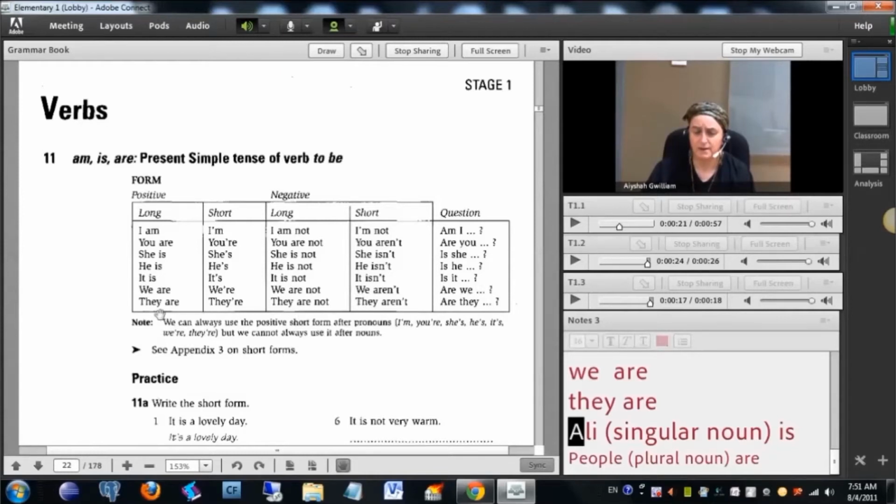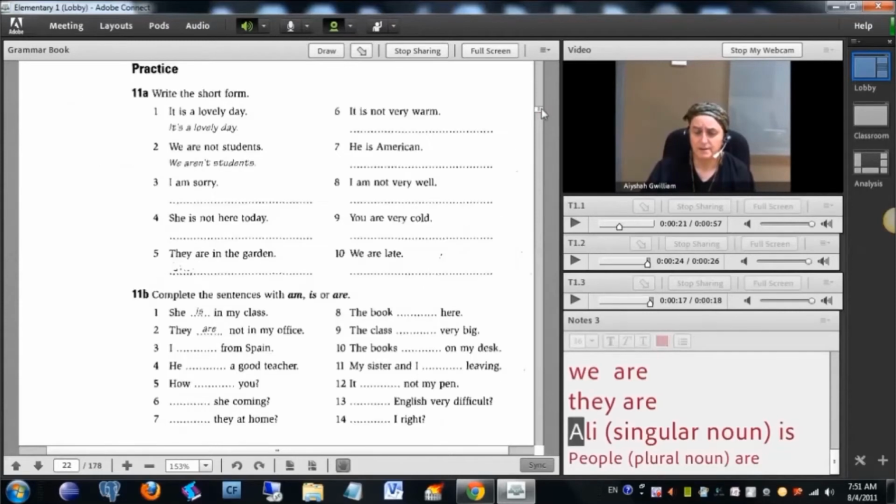Okay. Now, I want you to look at number 11b. Write the short form. It is a lovely day. It's a lovely day. This is the short form. We are not students. We aren't students. Okay, can you see the short form? That's right, it's there.